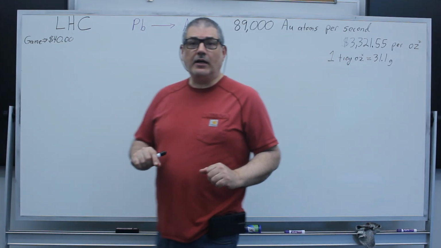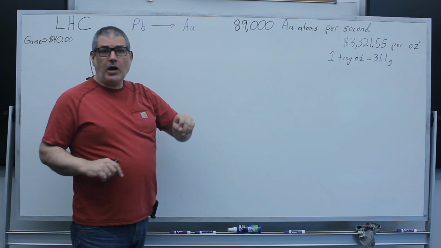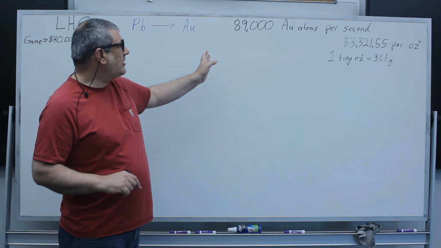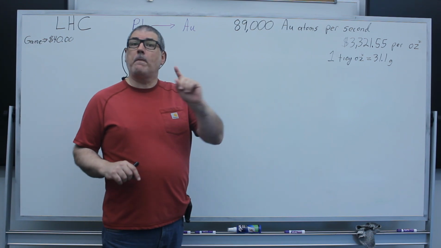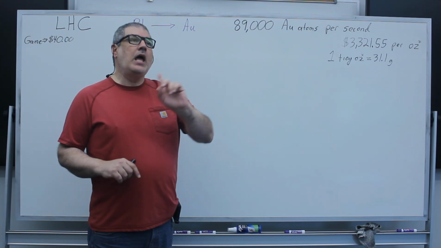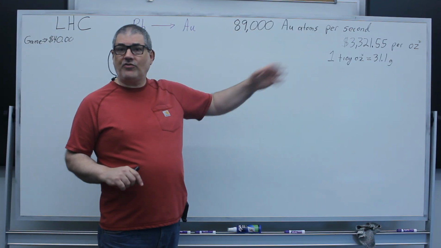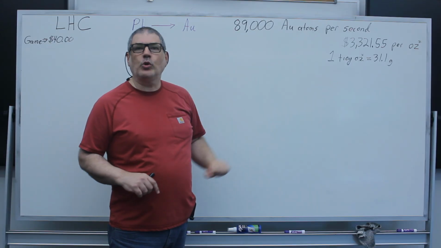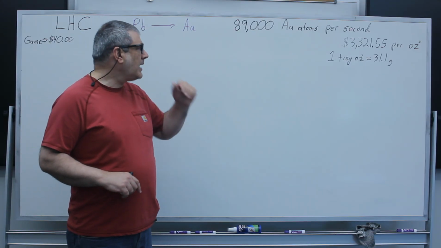Now, some data that we need. The conversion rate between lead to gold atoms, they were essentially producing 89,000 gold atoms per second. Okay? Now we're going to assume that that's a constant and that the gold atoms will actually stay around, that they're stable. So we're changing some of the parameters for this problem.